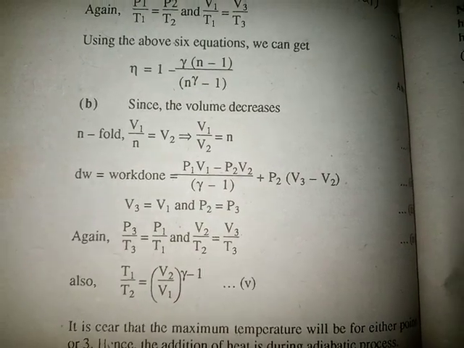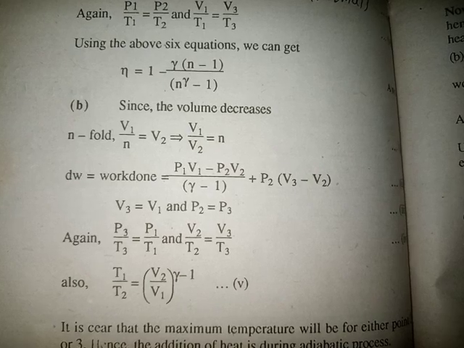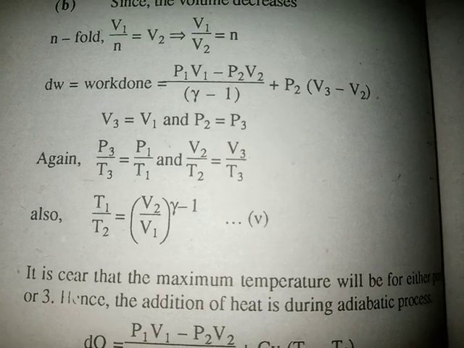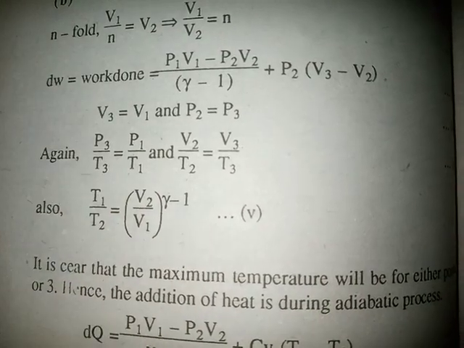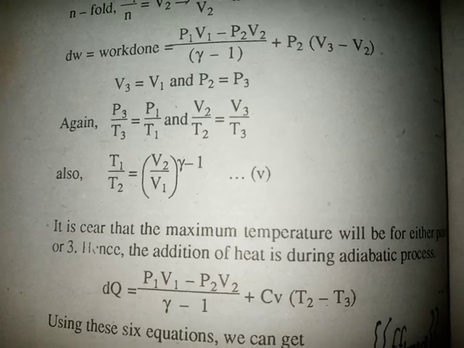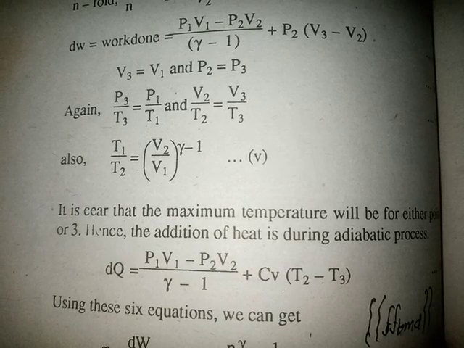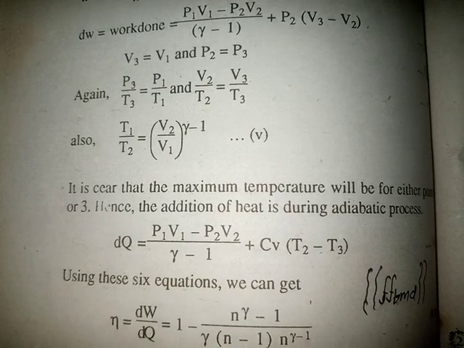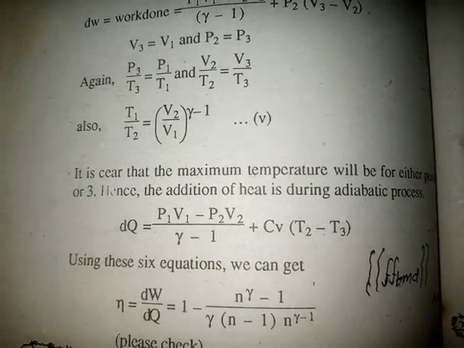B. Since the volume decreases n-fold, V1 by n equals V2. This implies V1 by V2 equals n. The work done dW equals (P1 V1 minus P2 V2) by (gamma minus 1) plus P2 into (V3 minus V2). V3 equals V1 and P2 equals P3. Again P3 by T3 equals P1 by T1 and V2 by T2 equals V3 by T3. Also T1 by T2 equals (V2 by V1) to the power gamma minus 1.